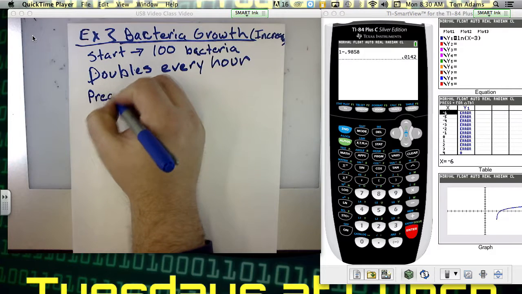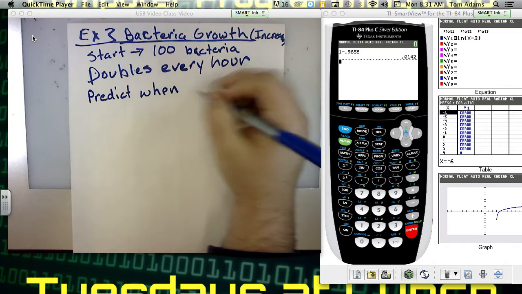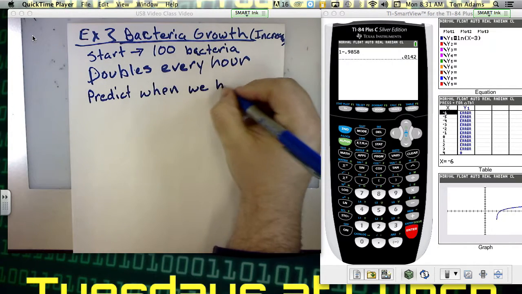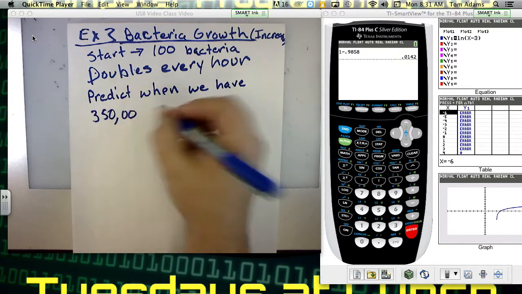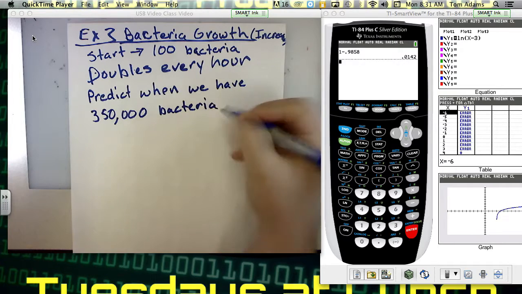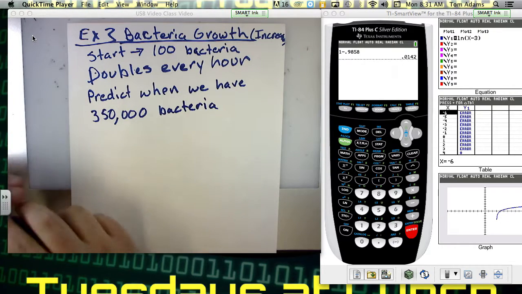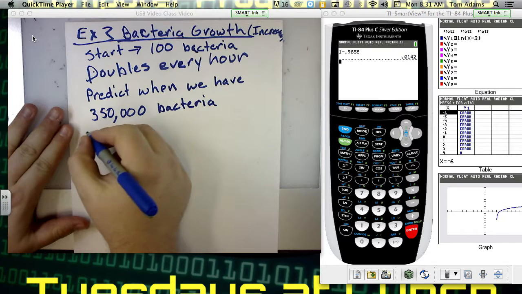And they want us to predict when we have 350,000 bacteria. Okay? So just let me say that again. We're going to start with exactly 100 bacteria in a petri dish. And in an hour from now, I'll have 200. 2 hours from now, I'll have 400. And so let's write that down, what that looks like.